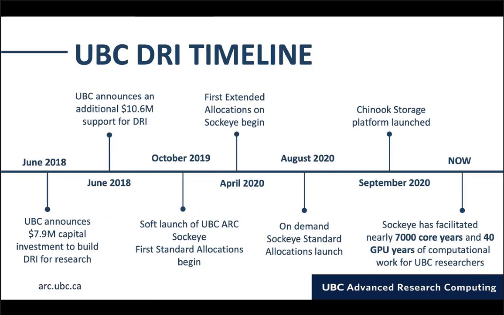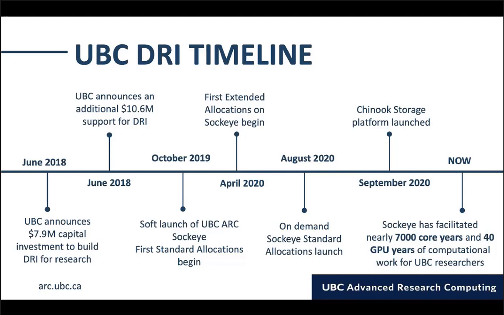We saw these gaps and we wanted to fill them. And so the slide here shows you the evolution of the UBC ARC DRI over the last few years. The ARC team itself has been around since 2015, but it wasn't until June of 2018 that we received the first transfer of funding from the university to build out digital research infrastructure to support researchers who needed help accessing resources. With this first funding, we built the Sockeye General Purpose Computing HPC cluster, which launched in October of last year with small standard allocations. I'll explain what those are a bit later. In April of this year, the first larger allocations went live just as we were all going home.